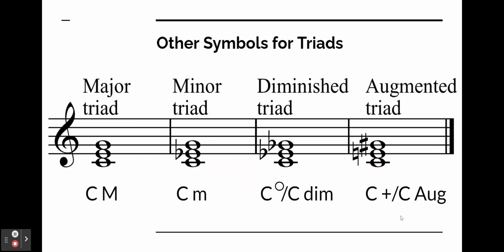We've seen some of these in your worksheets and you've been a little confused, so I just wanted to review the symbols for all the triads. We have a big M for major, a little m for minor, and diminished can either be the abbreviation DIM or this little circle or degree sign above the letter. Augmented can be abbreviated again or has a plus sign.